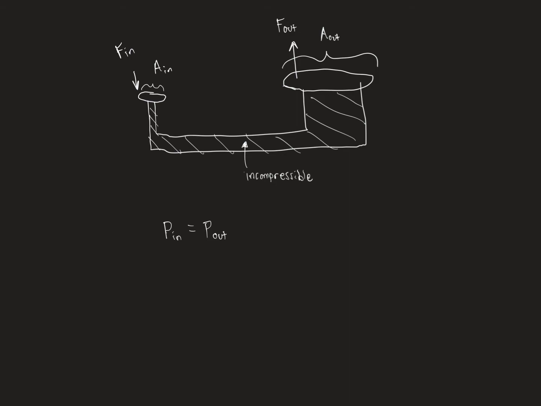What's the equation for pressure? Force over area. General equation, force over area. So we have a force in divided by an area in.